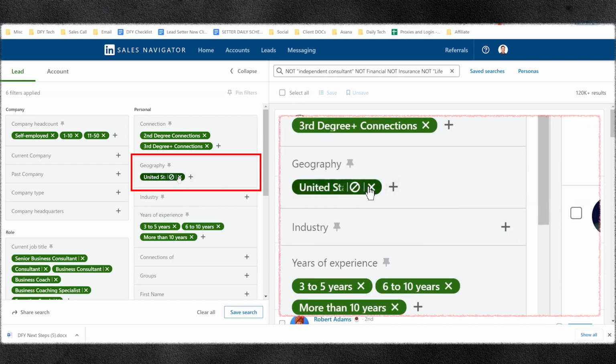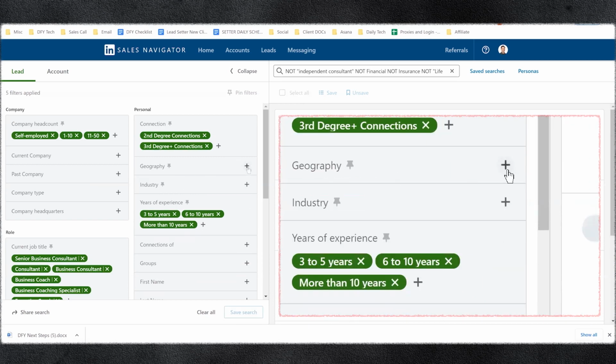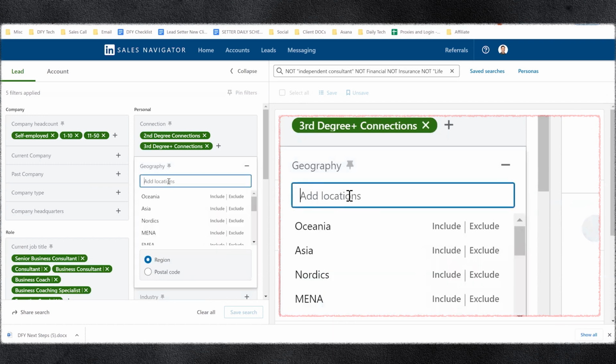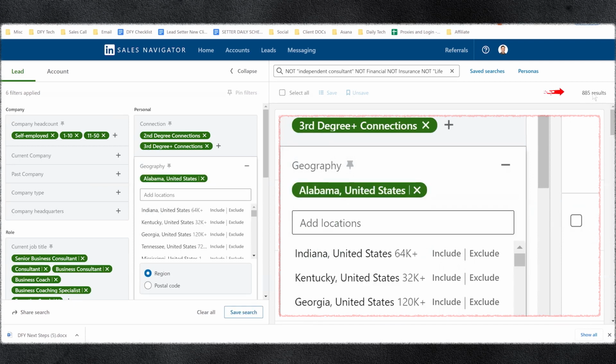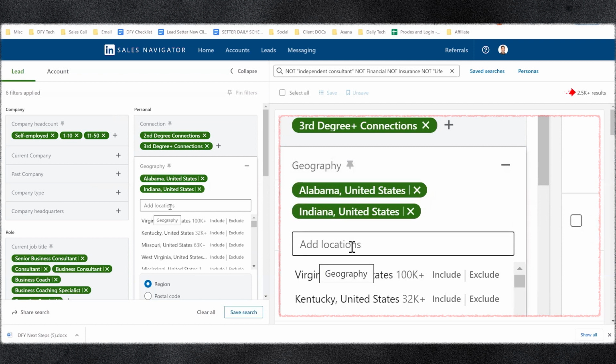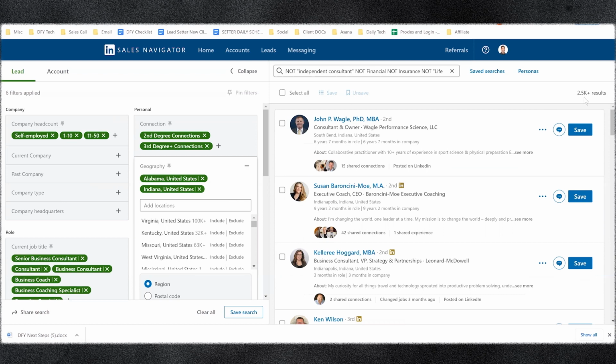So what I do is I go like this. I'll get rid of the United States. And I'll start picking a few states. So I'll go, let's say I want to go Alabama. Okay, let's see. How many people are in there? 885. Okay, let's throw Indiana in there. 2.5K. Okay, so here's another thing. I don't like going beyond 2.5K. I only like to do 2K plus.